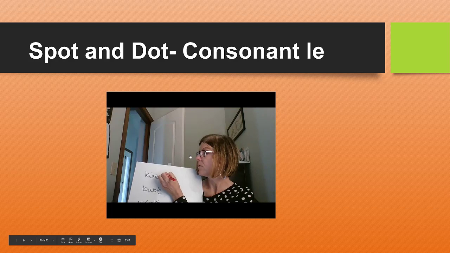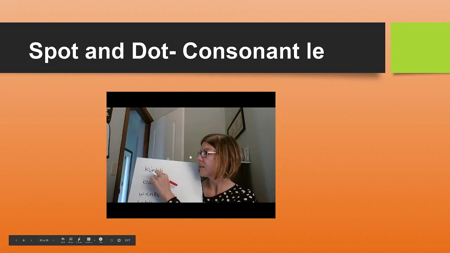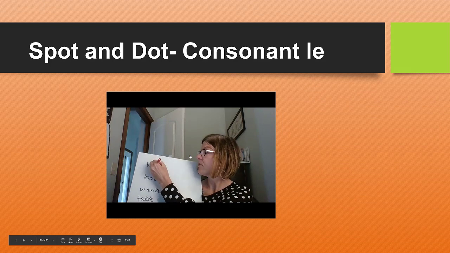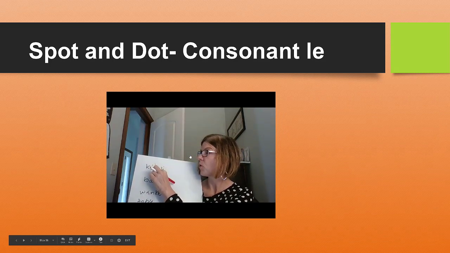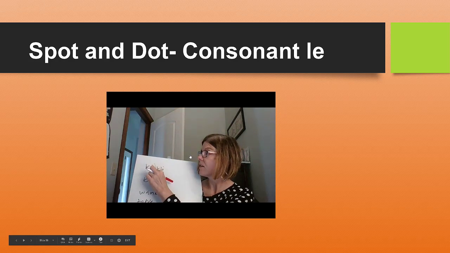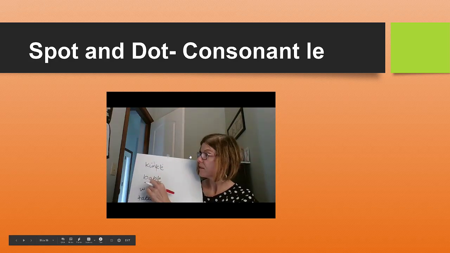Spot and dot my U, spot and dot my E. Now I need to backtrack because I know that I have to have a consonant with my L and my E letters. So I'm going to divide here because I know that I don't have a word that has K-N-K-L-E at the beginning. So this nonsense word would be kunkel. Kunkel, 2 syllables, kunkel. So let's look at the next one.